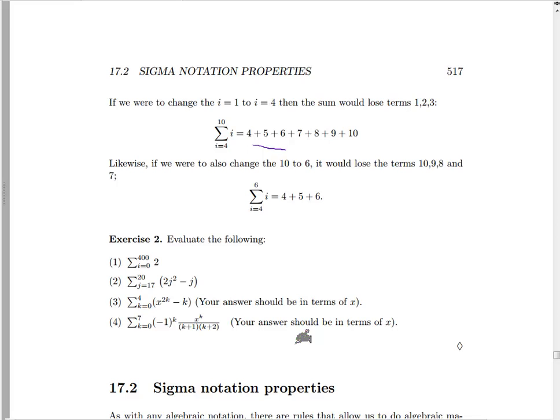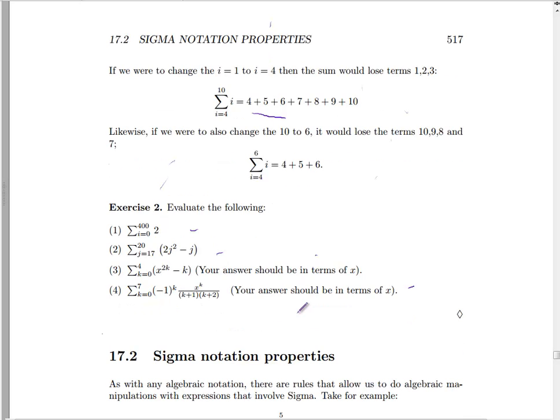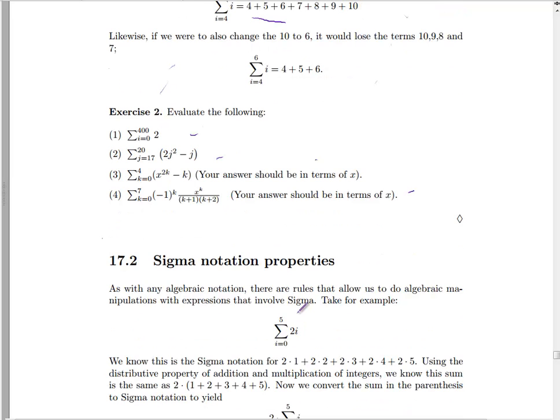Okay, these are all sums that you should be able to evaluate explicitly. There aren't so many terms. Well, this one takes a little while. This last one down here has 8 terms. So let's look at some properties of this notation.